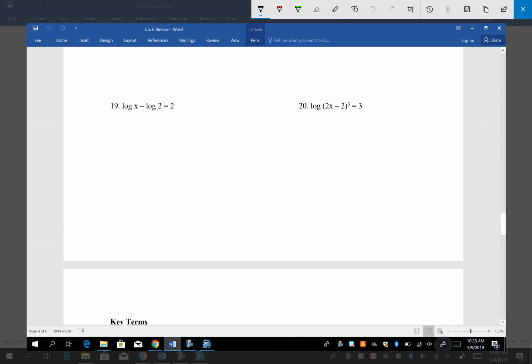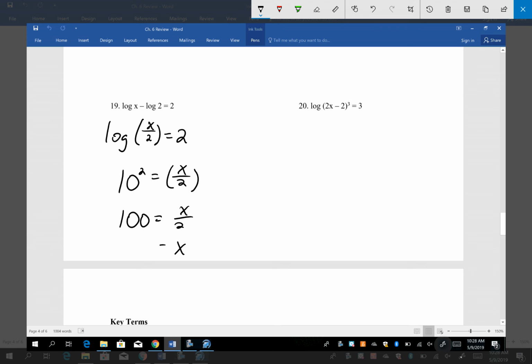All right, I see 2 logs connected by subtraction. When I see subtraction, I think division. There's no base here. What's the base then? So 10 to the second power equals x over 2. What's 10 squared? Nope, 100. So what number makes this true? Very good. You've done it, Pablo.